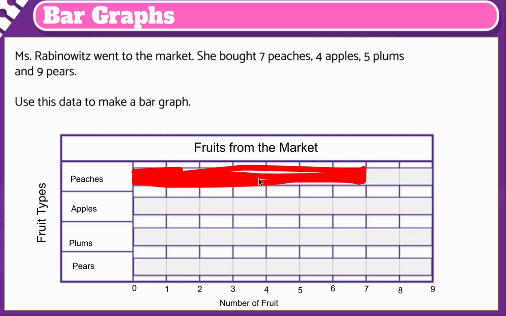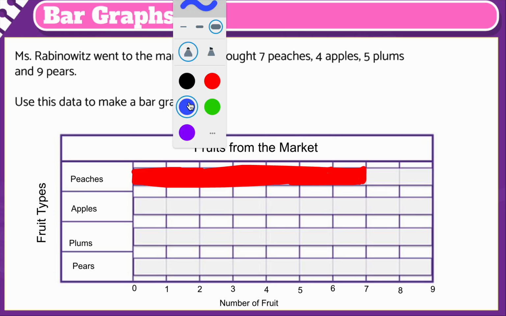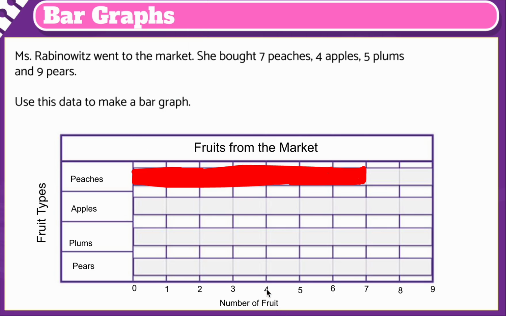I'll do my best to take away as much of the white as possible to really make my bar graph look like a bar. Next up is apples. Mr. Benowitz bought 4 apples. I'll take a look where 4 is on my bar graph and know I'm coloring up to this point. Again, I'll go ahead and try my best to fill in as much of the white space as possible. Remember, you just need to try your very best.